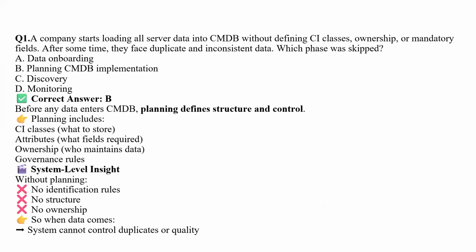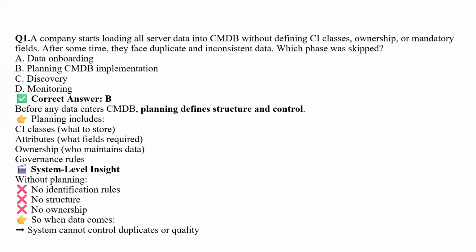So why is planning needed for the CMDB? Because planning defines the structure and control. Planning includes CI classes: what do we store in the CI? Attributes, meaning location, name of the owner. These are the fields. What fields are required? Ownership: who maintains the data? Who is responsible for maintaining the data? And we should maintain the governance rules also.